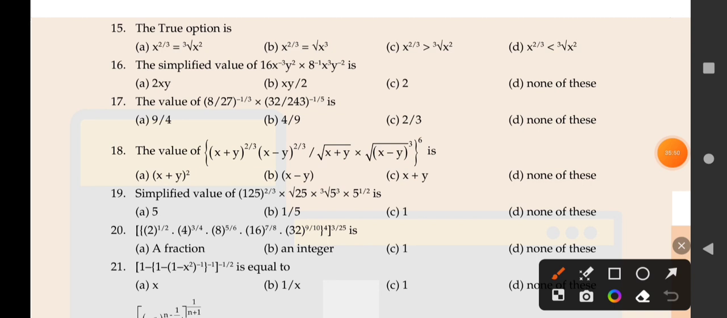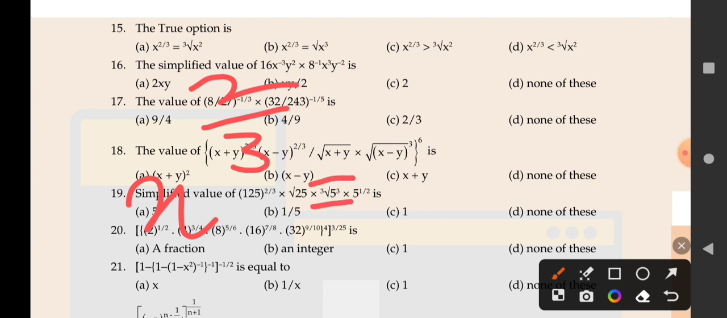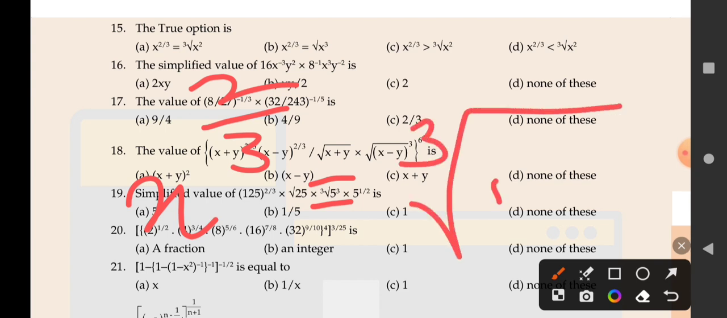The true option, you have to check. So x power 2 by 3, I have already taught you. It is the cube root of the square of x. Right? So cube root of the square of x. Option number A.